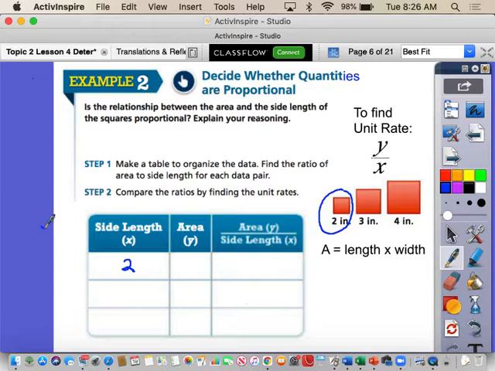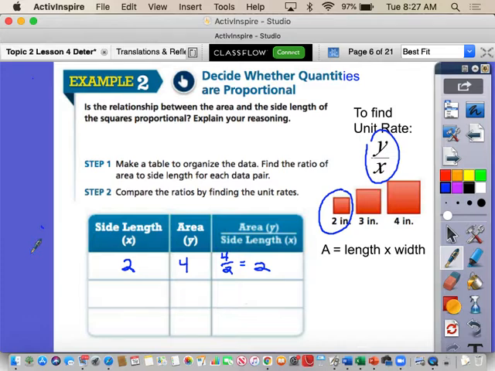How do I find the area of any square or rectangle? Length times width. Which, if it's a square, all sides are going to be what? The same. So, to find that area, we would just be multiplying 2 times 2, right? Which would give us what for that area? 4. Okay? And when you're finding your unit rate, we always do y over x. This is something that's going to be very important as we move on with unit 4. So if I take y over x, my area over my side length, 4 divided by 2, what does that give me for that square? 2. Okay, so our unit rate for that square is 2.